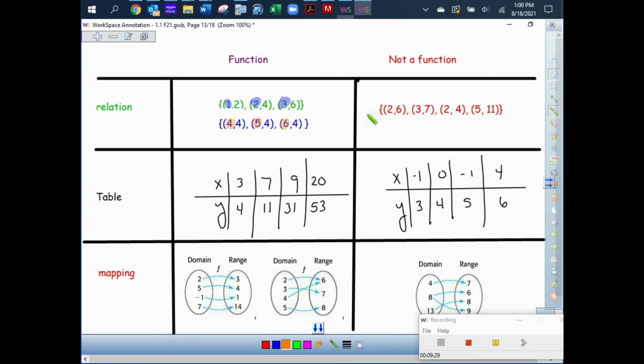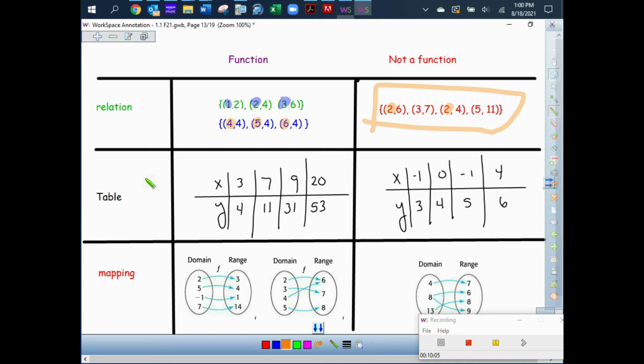So can you see why this is not a function? Look at your x's. There's a repeater. Who repeats itself? 2. The element 2 in the domain maps to more than one element in the range. 2's partnered up with 6, and 2's partnered up with 4. It doesn't function. Like if you went to the candy machine or the pop machine and hit the button 2, a 6 isn't supposed to come out and a 4 isn't supposed to come out. It's not functioning properly if that happens. You hit one button, one thing's supposed to come out.